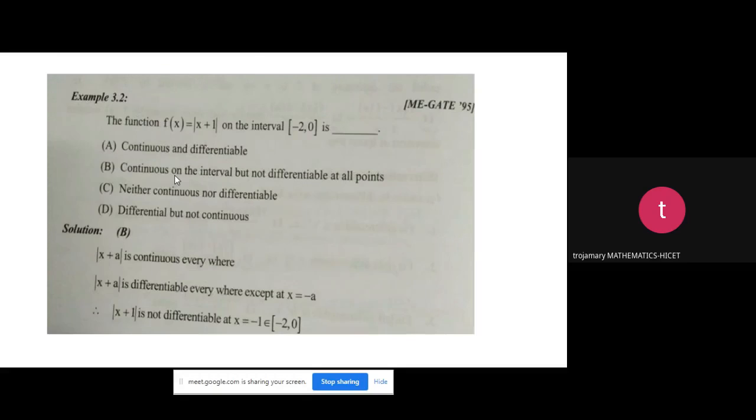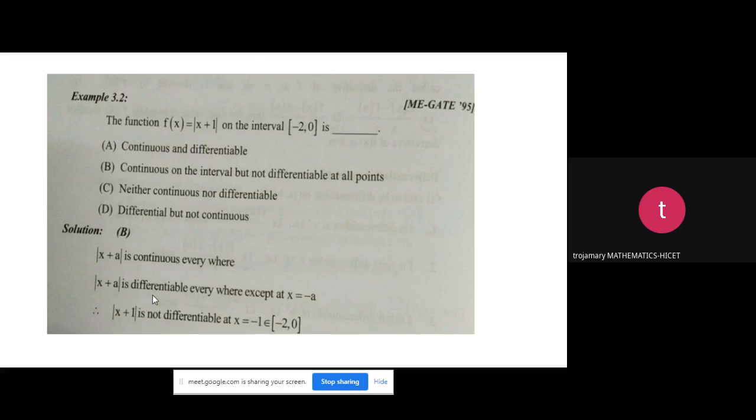Then the function is an example. The function f of x equals modulus x plus 1 on the interval minus 2 comma 0. Whether this function is continuous or differentiable, you answer. So modulus x plus a is continuous everywhere, but it is differentiable everywhere except x equal to minus a. So modulus is not differentiable. Just keep in mind this mod x, the function with the modulus x is continuous but not differentiable, not particularly for x plus a, x minus a, whatever it may be.